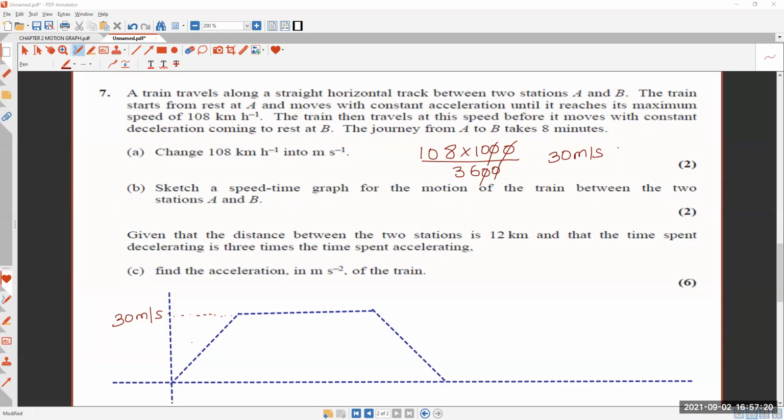So accelerating takes x meters per second squared, for example. Then decelerating takes 3x meters per second squared. Does everyone understand this part online? This line, A and B part we did. C part is 6 marks. Everyone understood that if the time spent accelerating is x, then the time spent decelerating is going to be 3x? Is this clear with everyone?